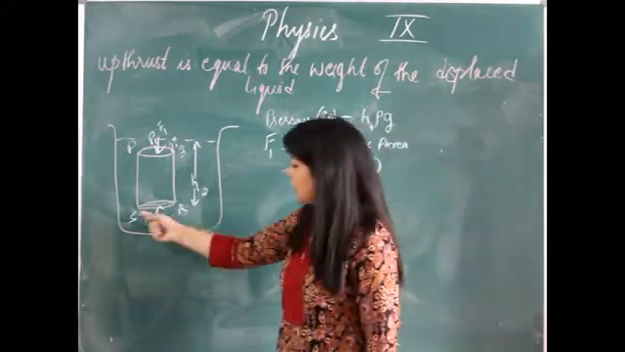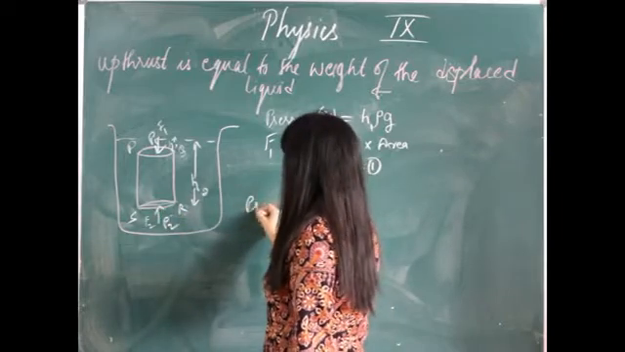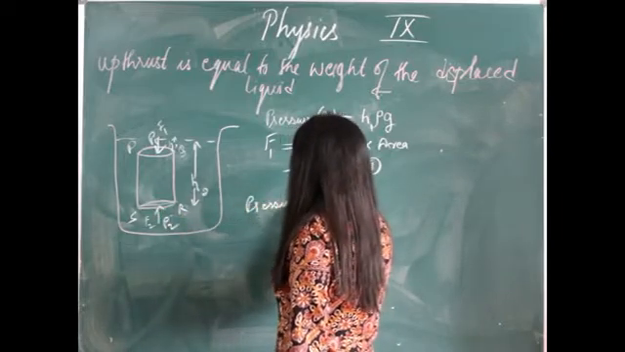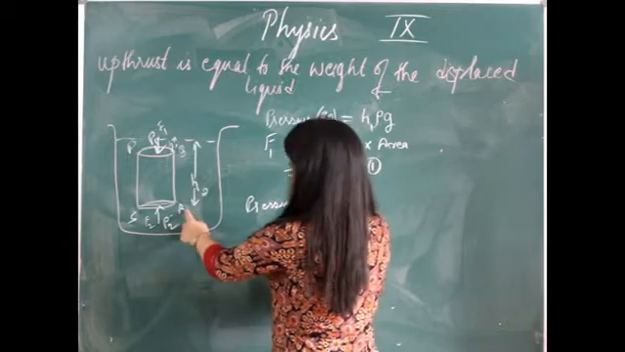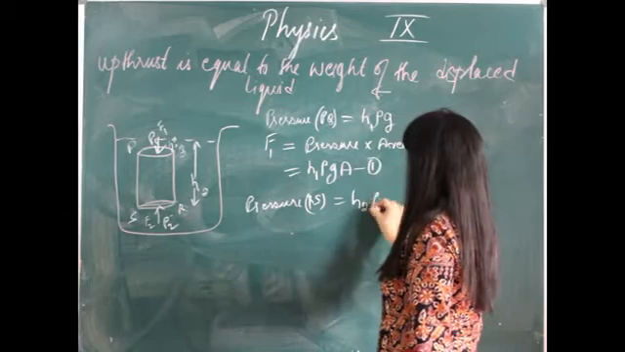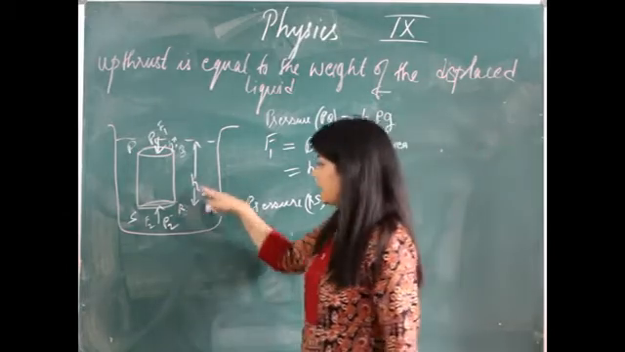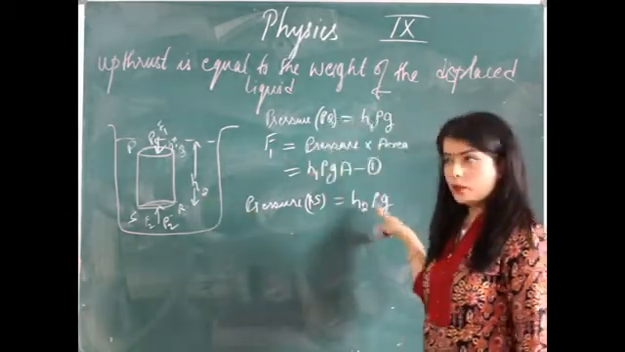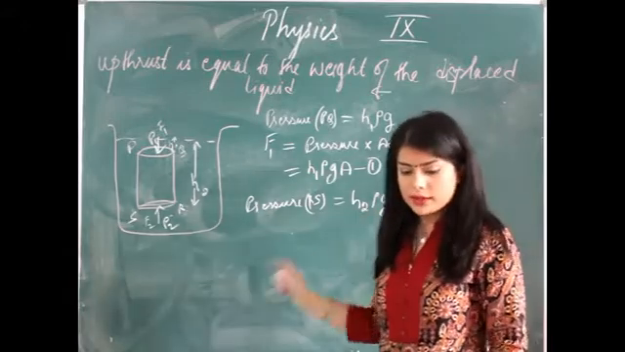Now, similarly at the lower height, the pressure at this surface RS will be H2 rho G. Similarly, the height is H2, rho is the density of the liquid, and G is the acceleration due to gravity.